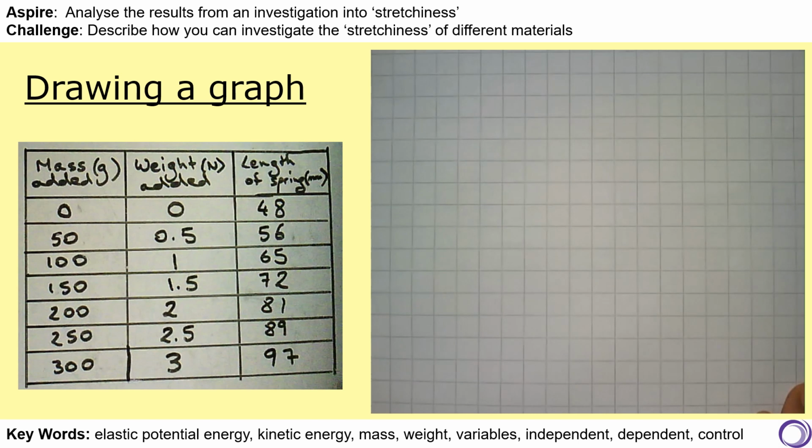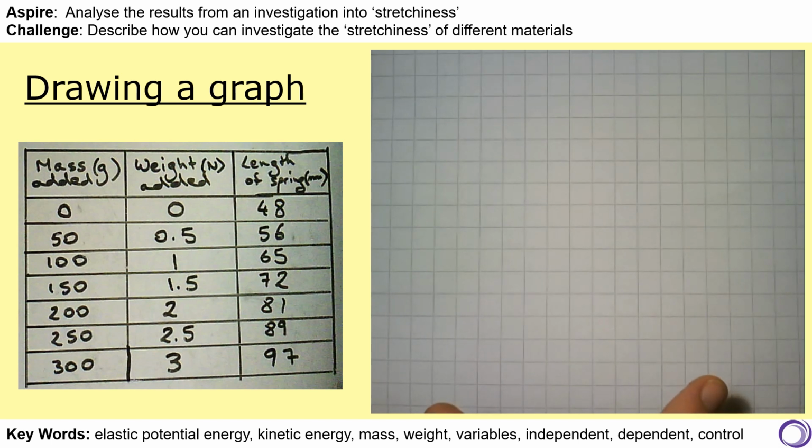Okay, so we're now going to have a look at how we could present our results in graph form, because it's often easier to see the pattern in our data when we put it into a graph rather than when we're just looking at it in a table. So if you are in school, then you should be able to get your hands on some graph paper. I'm at home, so I've got this square paper that I'm going to be using rather than graph paper. So this is the kind of thing that you might find in a maths lesson.